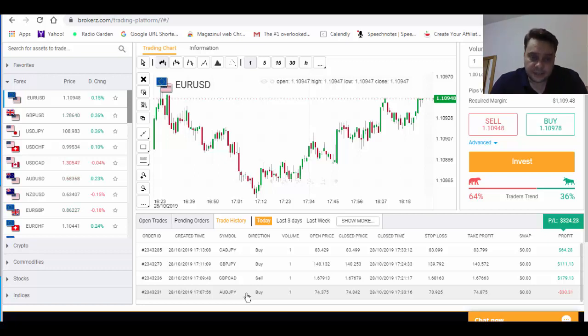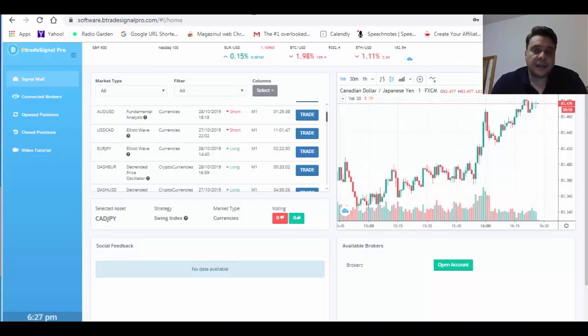I am manually closing the trades. And as you can see, this profit was generated when it was created at 5:30 and closed at 5:33. So in less than 20 minutes I have generated a profit of $324.23 with the help of Btrade Signal Pro signals.